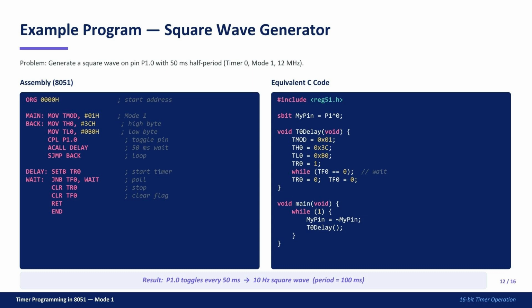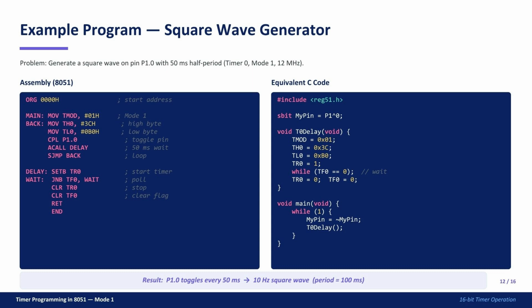Next we will use the instruction CPL P1.0. Here we are complementing, which means it flips the state of pin P1.0. If it was high, it becomes low, and vice versa. This is how we will generate the square wave. Then we call a subroutine called DELAY using ACALL DELAY. After the delay completes, we go back to our main loop, which is BACK, using SJMP BACK, and the whole thing repeats forever.